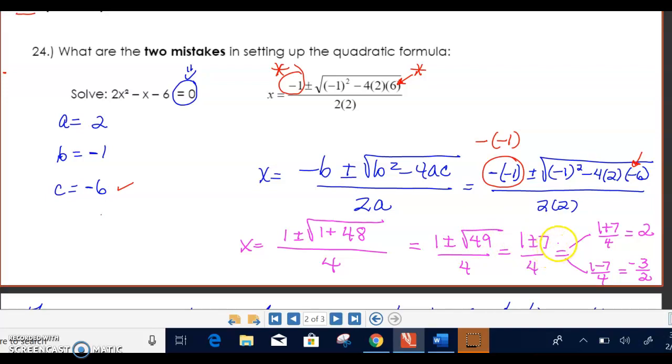That tells me the original problem did factor. When the radical goes away, that guy was factorable. Anyway, we'll split this up into two answers, 1 plus 7 over 4 and 1 minus 7 over 4, to give us an answer of 2 and an answer of negative 3/2.